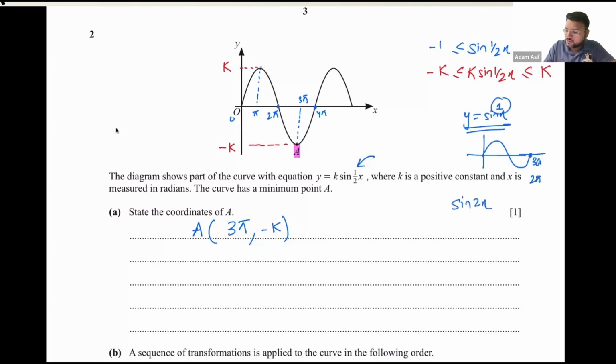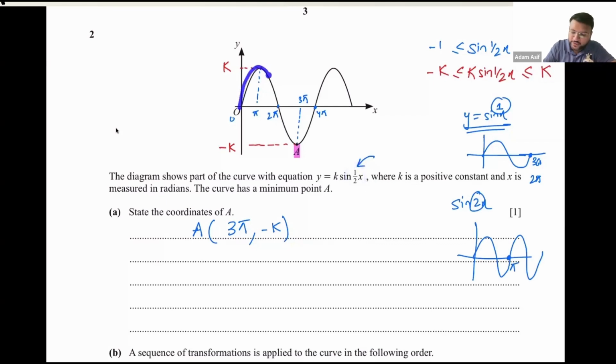Sine 2x का क्या मतलब होगा? There are two cycles in 360 degrees or 2 pi radians. Now, sine 2x means there are two cycles in 2 pi. So one cycle is going to be in pi. Sine half x would mean half cycle in 2 pi.